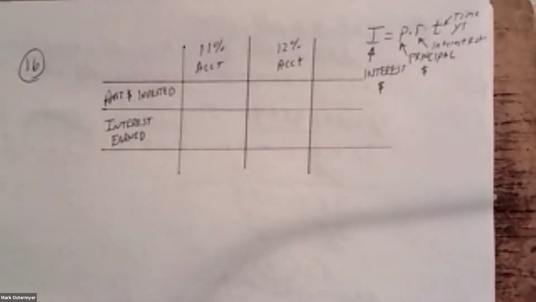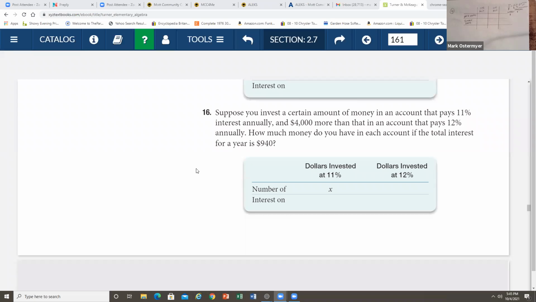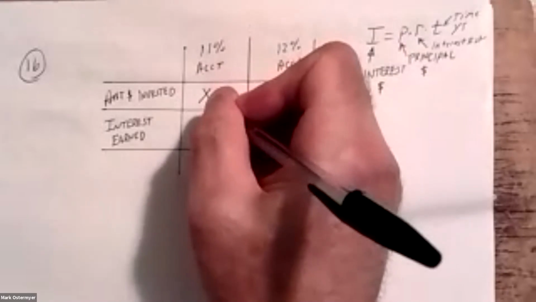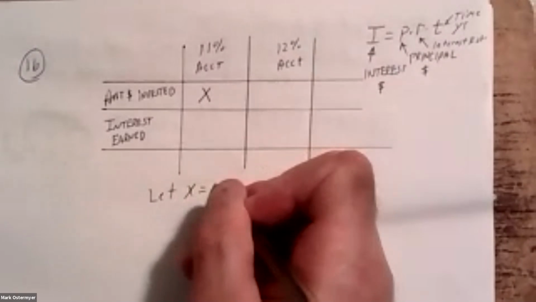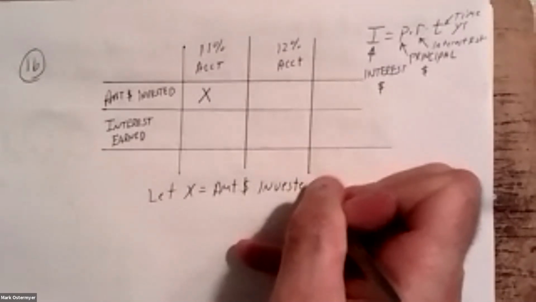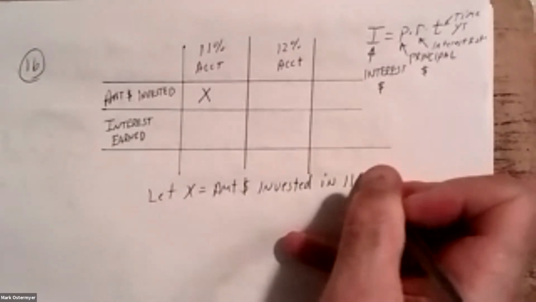All right, let's go back and read that problem over again. Suppose you invest a certain amount of money in an account that pays 11% interest annually and 4,000 more than that in an account that pays 12%. Notice the amount of money you invest in the 12% account depends upon the amount of money you invest in the 11% account. Because of that, we're going to let X be equal to the amount of money invested in the 11% account. Call it X dollars.